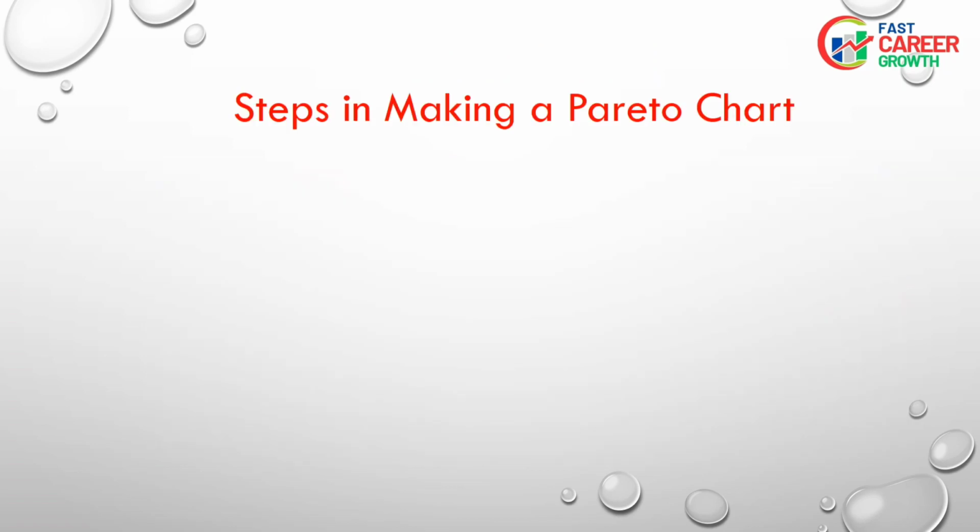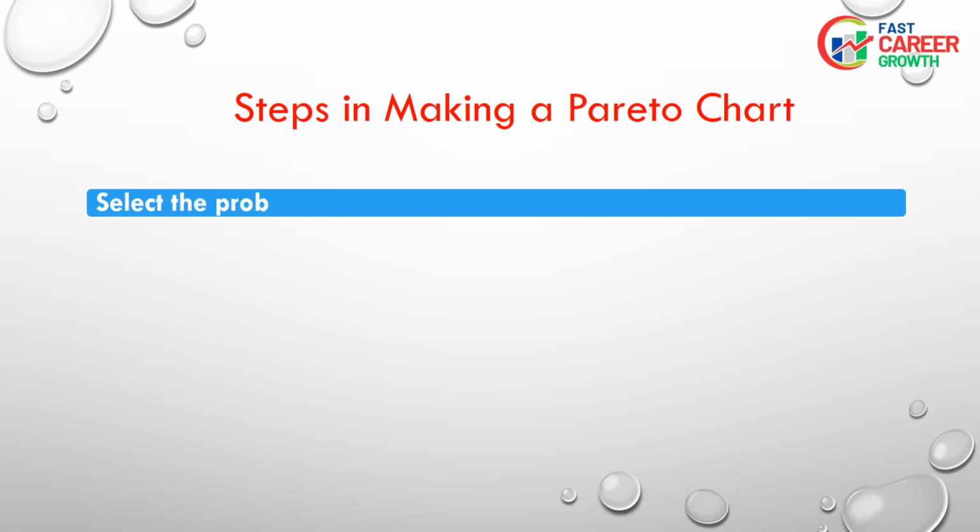Next, steps for making a Pareto diagram. First step, select the problem. The first step is to identify and select the problem or issue you want to address. This should be a specific quality-related problem, such as defects in a product or errors in a process.